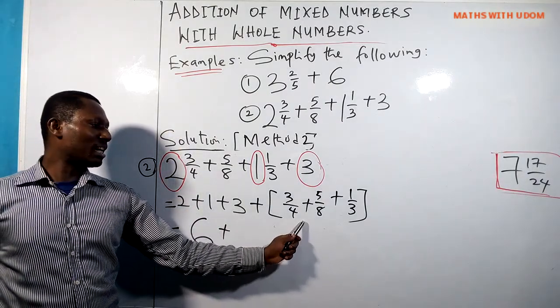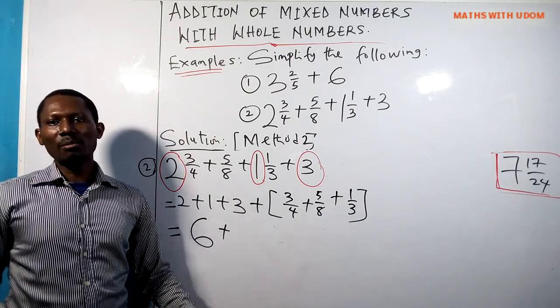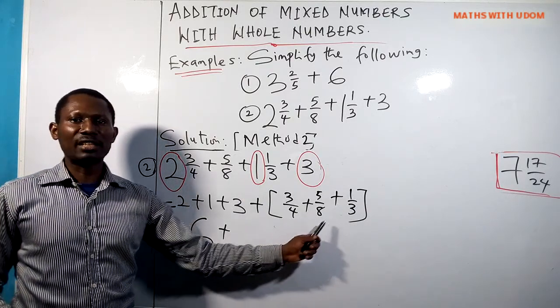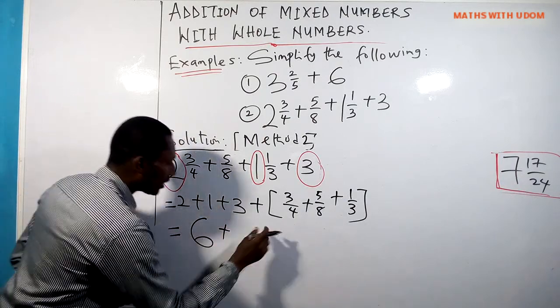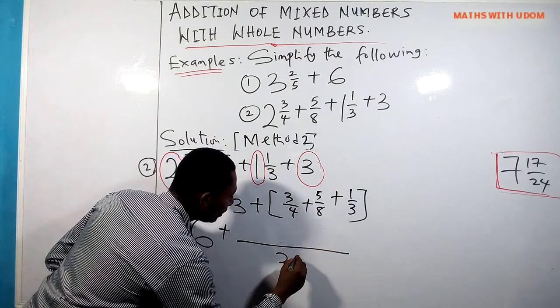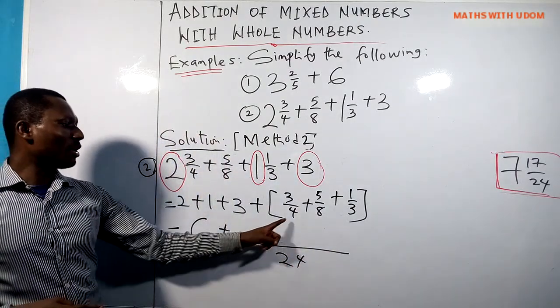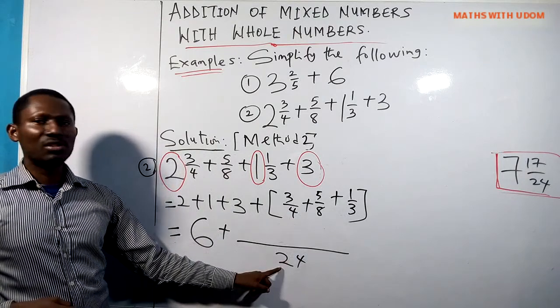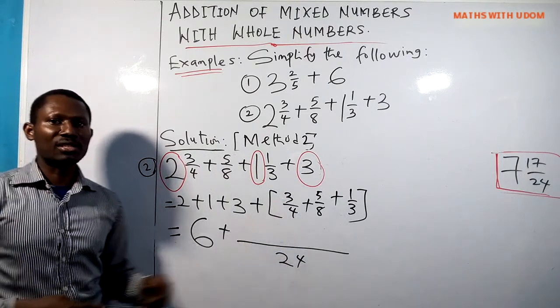What is the LCM of the denominators 4, 8, and 3? We have done it before. So the LCM of 4, 8, and 3 will give us 24. So we'll come here and write 24. Okay? So how many 4 can go in 24? 6. So 6 times our numerator 3, 6 times 3 is 18.